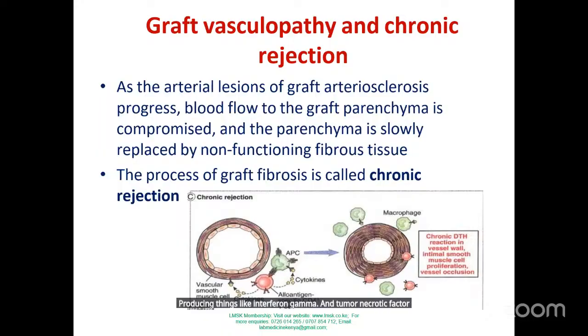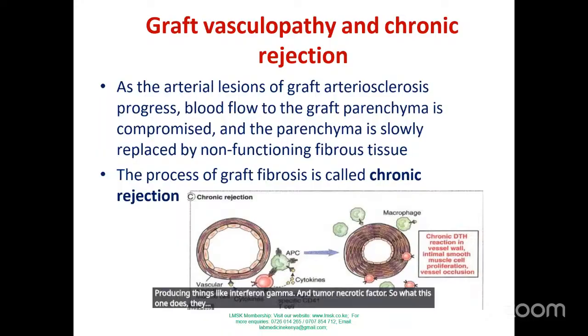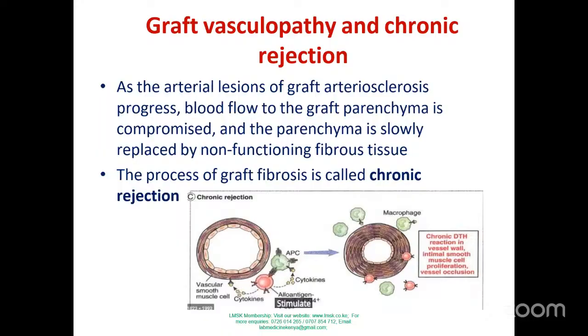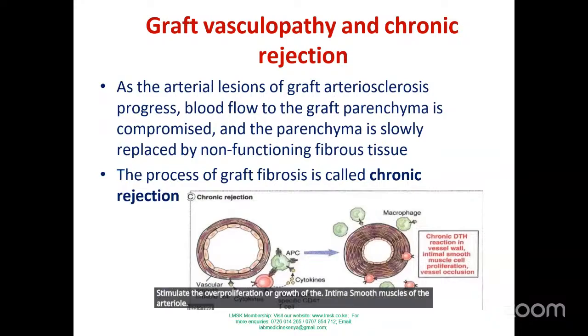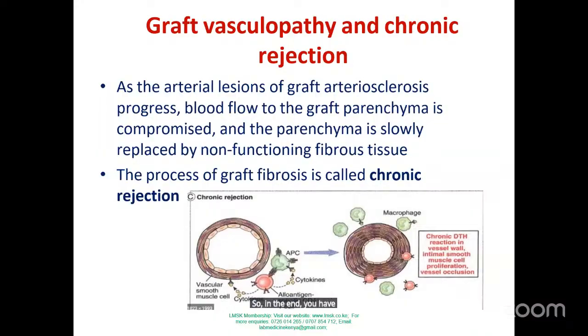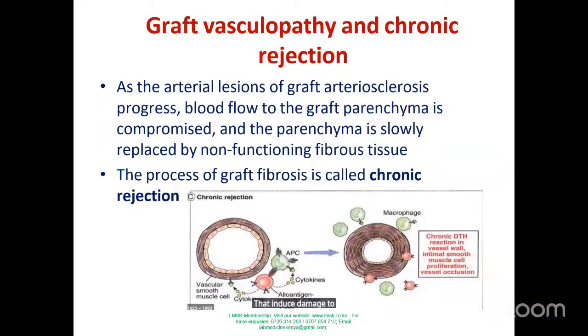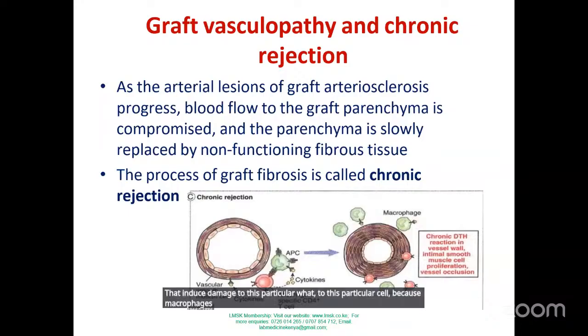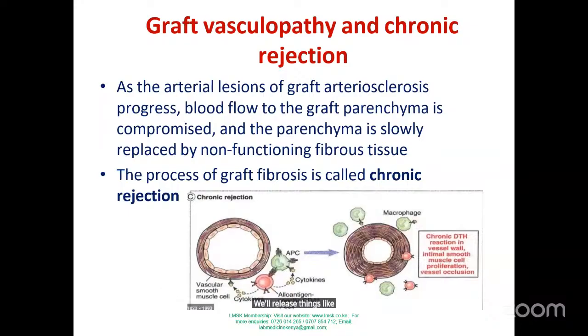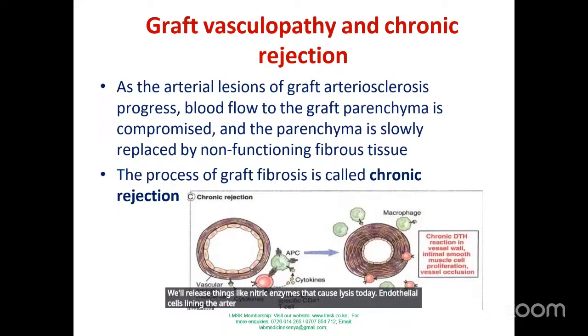So what this does, they stimulate the overproliferation or growth of the intima smooth muscles of the arteriole. So in the end, you have an occlusion. And they also recruit more macrophages to the site that induce damage to these particular cells. Because macrophages will release things like lytic enzymes that cause lysis to the endothelial cells lining the arterial walls.